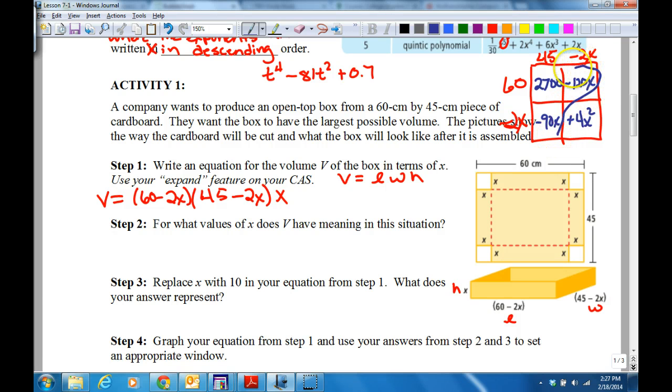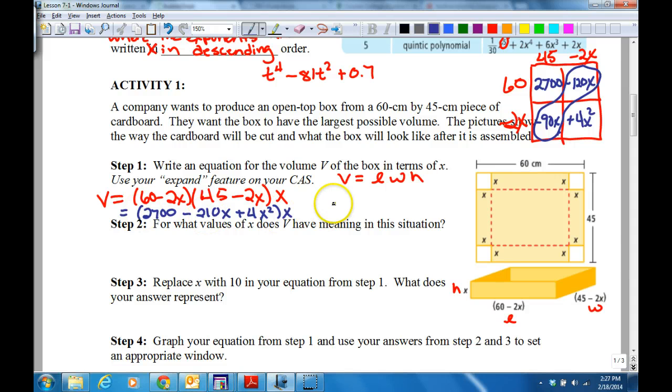Those two, the 120x and the 90x, yeah, I can put those together, right? Can you just FOIL them? Yeah, you can FOIL them too, but I wanted to show you this method. So this is going to be 2,700 minus 210x plus 4x squared, times x.